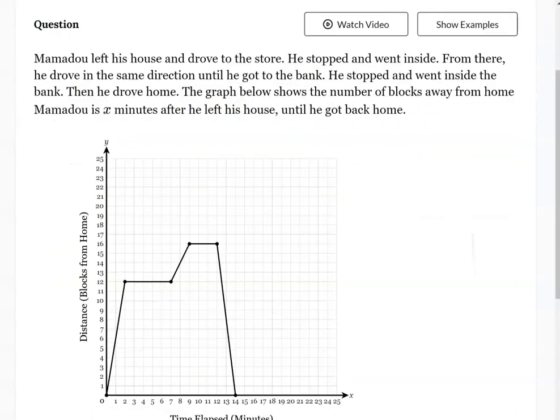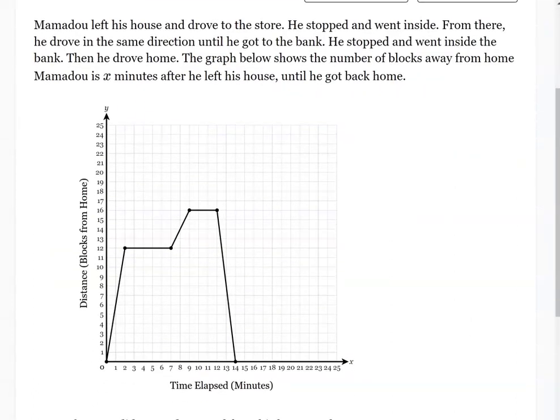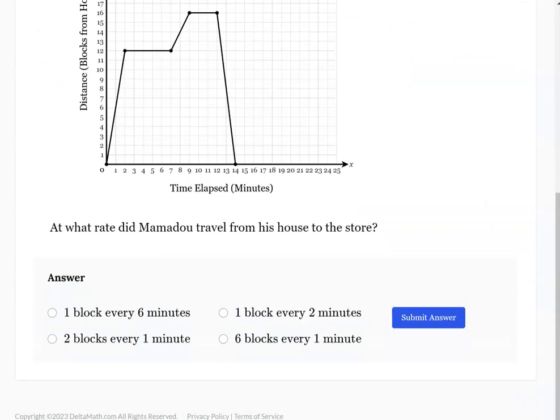Let's try another one. Mamadou left his house and drove to the store. He stopped and went inside. From there, he drove in the same direction until he got to the bank. He stopped and went inside. Then he drove home. The graph below shows the number of blocks away from home Mamadou is x minutes after he left, until he got all the way back home.